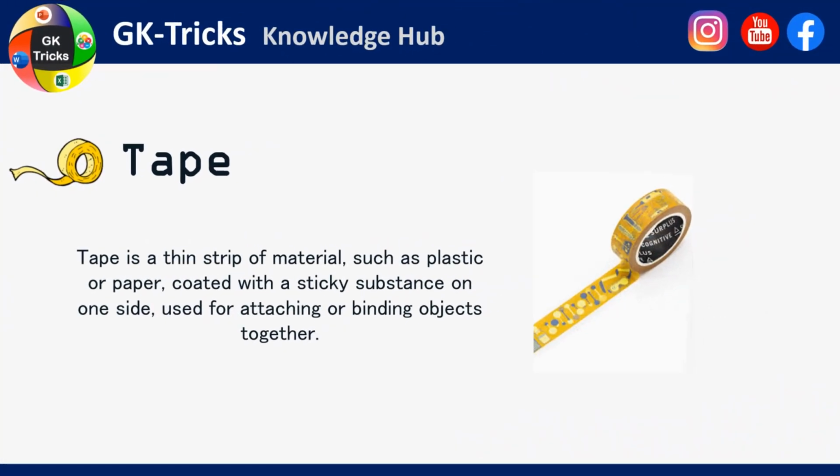Tape. Tape is a thin strip of material, such as plastic or paper, coated with a sticky substance on one side, used for attaching or binding objects together.